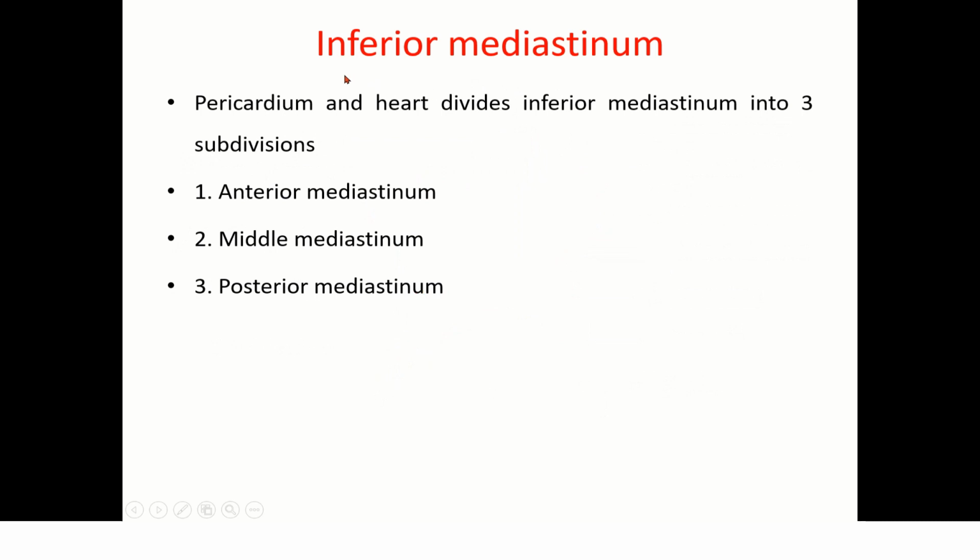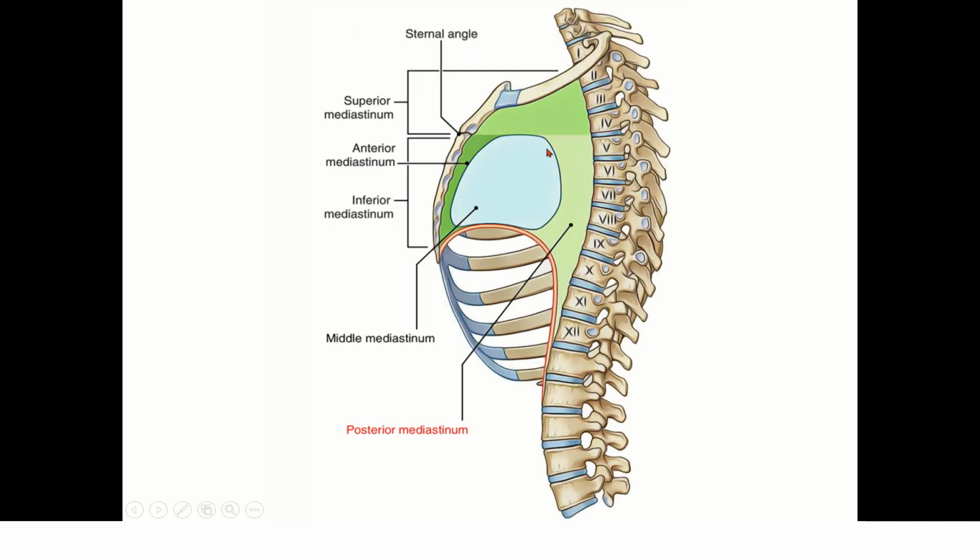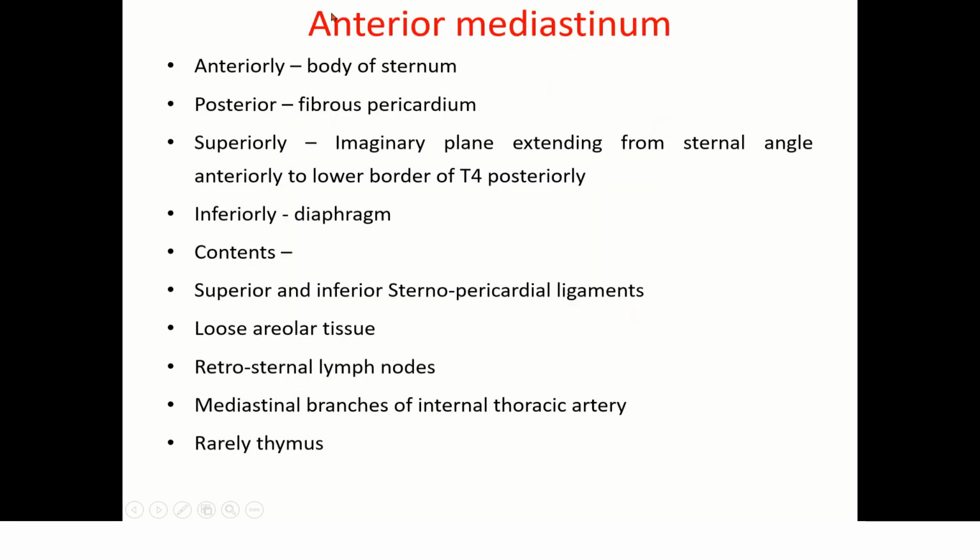Inferior mediastinum: the pericardium and heart divide the inferior mediastinum into three subdivisions: anterior mediastinum, middle mediastinum, and posterior mediastinum. You can see here the pericardium with the heart dividing the inferior mediastinum into anterior, middle, and posterior mediastinum. For the anterior mediastinum, anteriorly is the body of the sternum, posteriorly the fibrous pericardium, and superiorly the same imaginary plane extending from the sternal angle anteriorly to the lower border of T4 posteriorly.